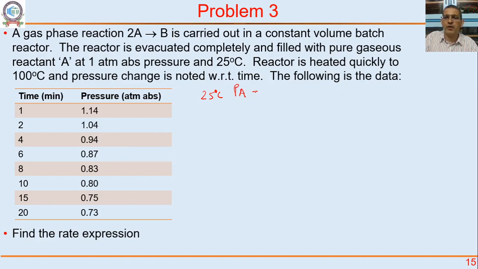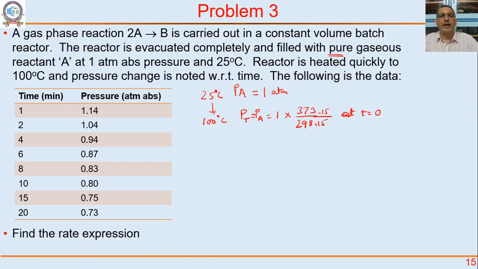concentration or partial pressure of A is 1 atmosphere. Up to 100 degrees centigrade, what would be the partial pressure? This would be 1 atmosphere multiplied by 373 divided by 298. If you like, you can make it 373.15 divided by 298.15. This would be at time equal to 0. This would be the partial pressure of A at time equal to 0. Right? And since we are starting with pure A, this is the same as total pressure.